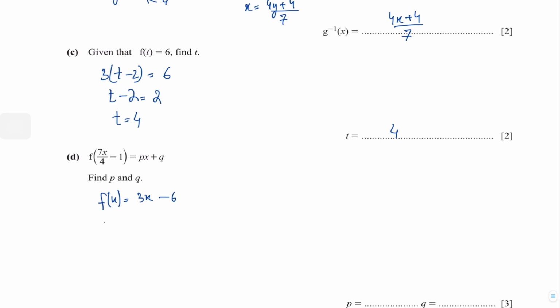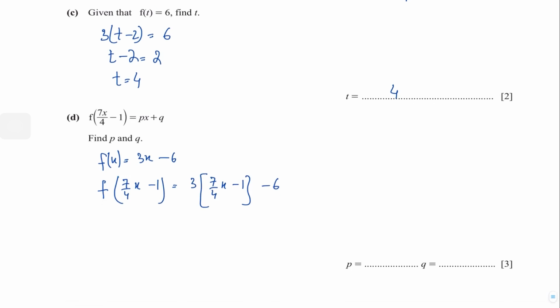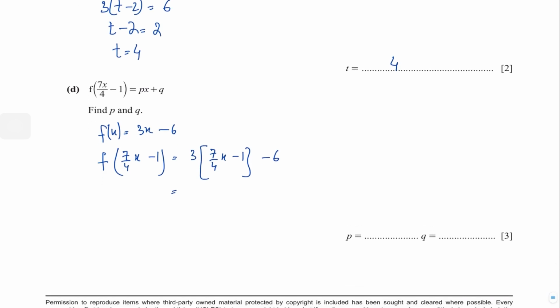So let's see what that is equal to. So f of 7 upon 4x minus 1 is going to be equal to 3 into 7 upon 4x minus 1, and minus 6 as it is. So 3 into 7 is 21. 21 upon 4x minus 3 minus 6. So we can further simplify this. 21 upon 4 will remain as it is. Minus 3 minus 6, however, is going to become minus 9.